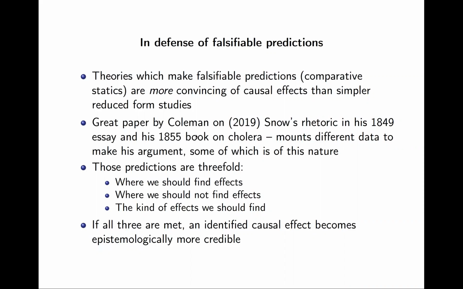We should not find effects anywhere where they weren't drinking the water, no matter how close they were, which is what they find when they go to the bar. In the brewery, they're all drinking beer, and so nobody got sick, okay? And then we're going to say, what kind of effects are we going to find? Now, that third one doesn't really show up in Snow's work, but it's going to show up in mine. And if all three of these are met, then your estimated causal effect becomes more believable, all right?